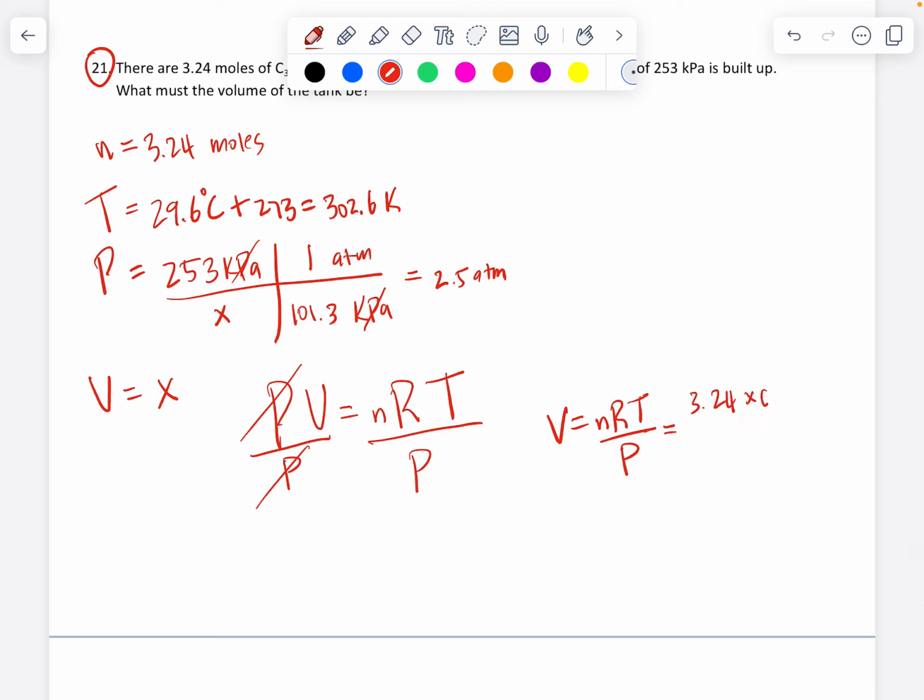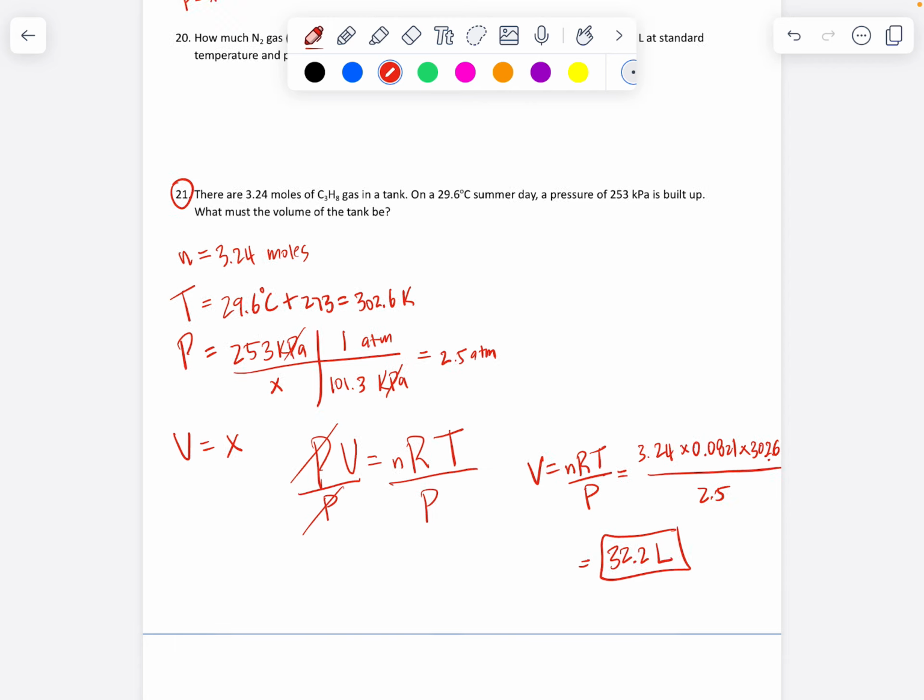3.24 moles times 0.0821 times temperature, which is 302.6. Sorry, running out of room here, guys. And all over 2.5. Let's put that into our calculator. 3.24 times 0.0821 times 302.6, all over 2.5, which gives me 32.2, and that's volume. Therefore, it has to be liters.